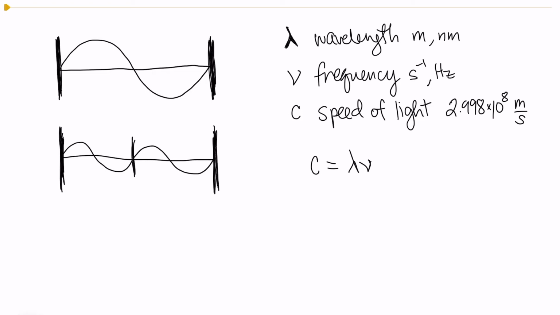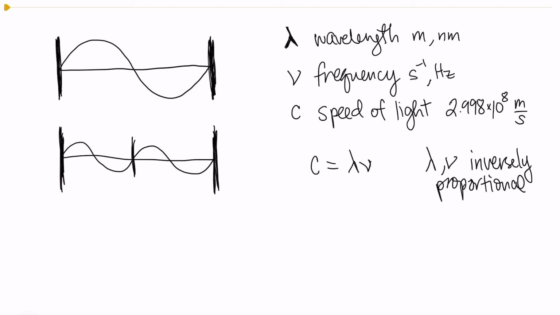Now, there's a couple other things to point out here. You noticed, I'm sure, that the top wave has a longer wavelength than the bottom wave, and also it has a lower frequency than the bottom wave. So these are inversely proportional. Lambda and nu are inversely proportional. When I have a long wavelength, that means I have a low frequency. If I have a short wavelength, that means I have a high frequency. Okay.